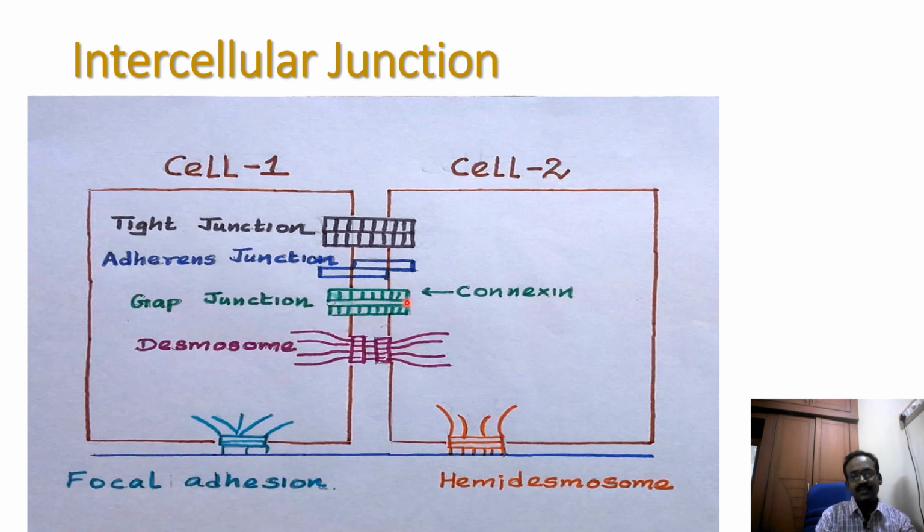Gap junctions are mainly seen in the heart. They are made up of connexons. Each connexon is made up of 6 subunits of connexin. The hemidesmosome is the half of the desmosome. It is made up mainly of integrin. Focal adhesion is also made up of integrin and actin filament. It is important for cell movement.